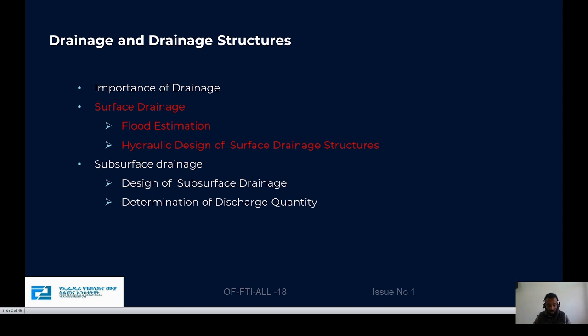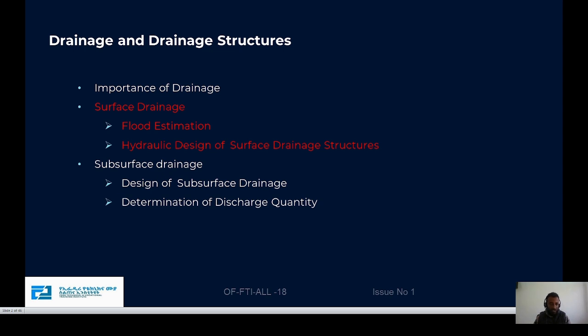And also we dealt with the type of data needed to design the drainage structures. The first is topographic data, channel characteristics, hydrological data, catchment characteristics, precipitation, flooding data, high water information, and existing structures. These are very important data to design the drainage structures. We discussed this in the previous videos.